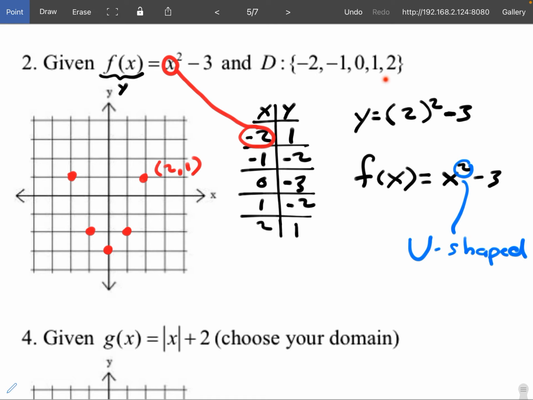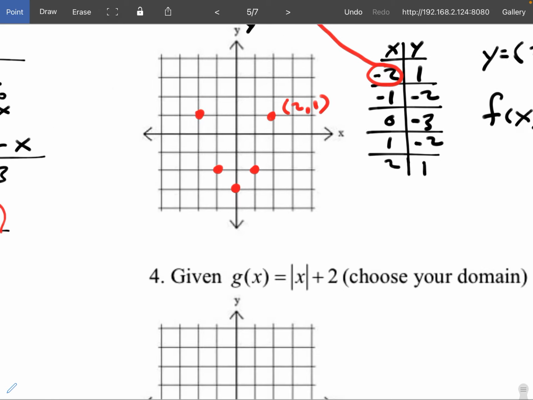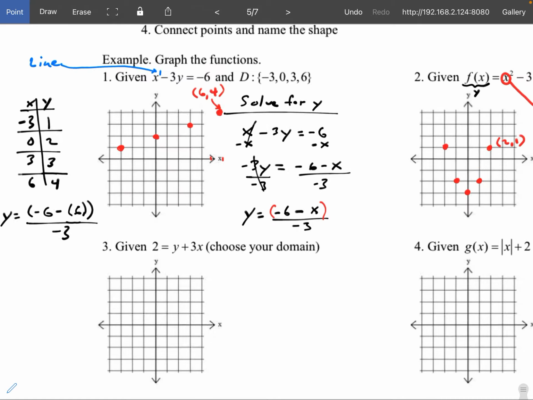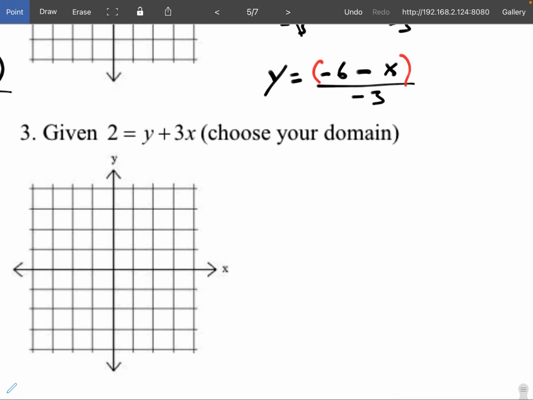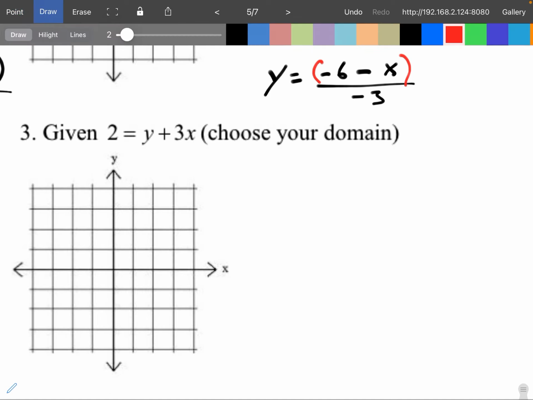So here, I'll label that one. That one right there, that's 2 to the right, 1 up. Is it U-shaped? Yes, and you know you did it right. Do we connect the dots on this one? No, we've got 5 domain values, that's all. So we just plot those 5 points, we're done. All right, ready? Let's do another one.